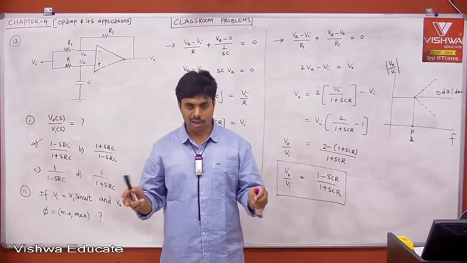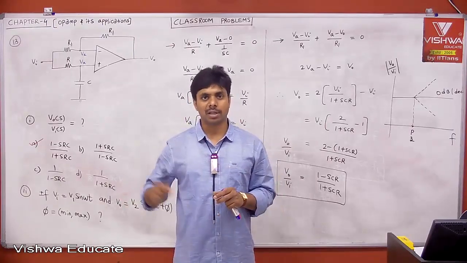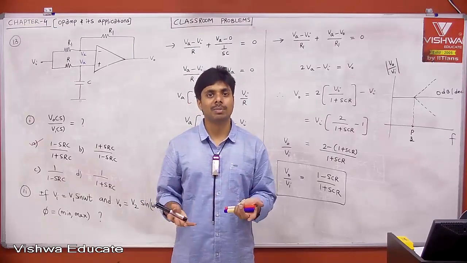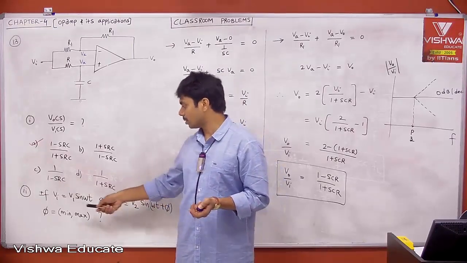Therefore, if you take a wire, there is no delay, input is equal to output. But here, input is equal to output with some delay. But what is the minimum delay and the maximum delay you can get? That is what the second bit is.